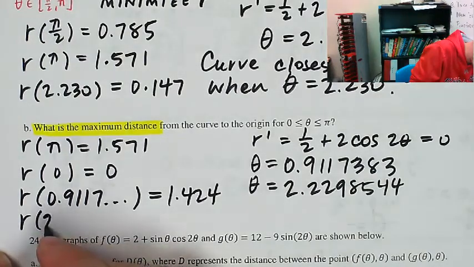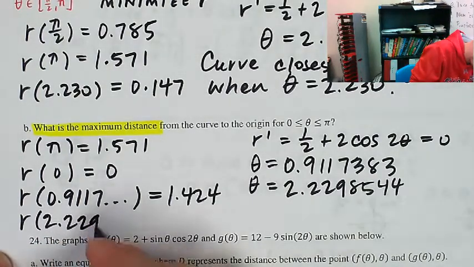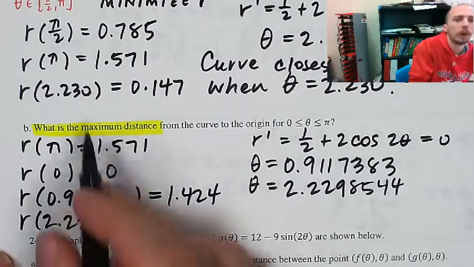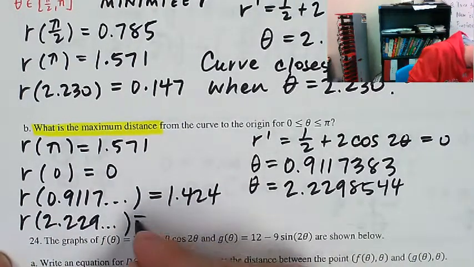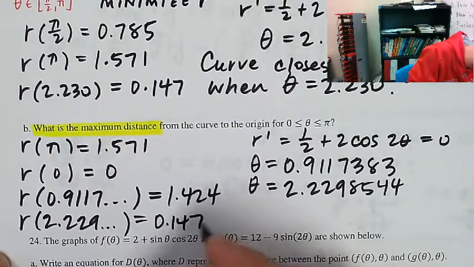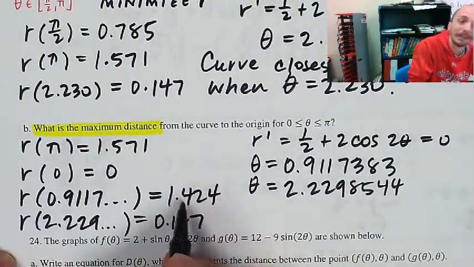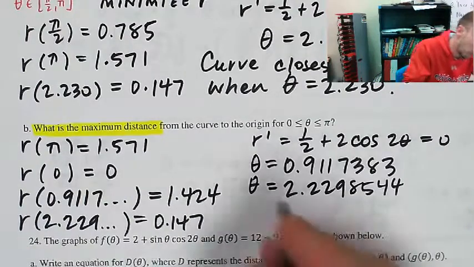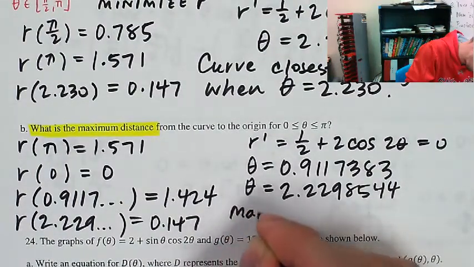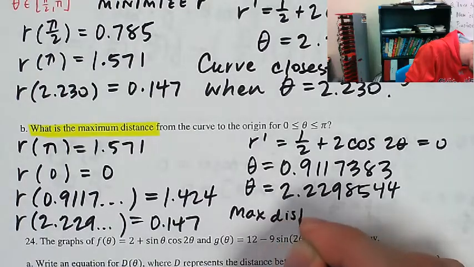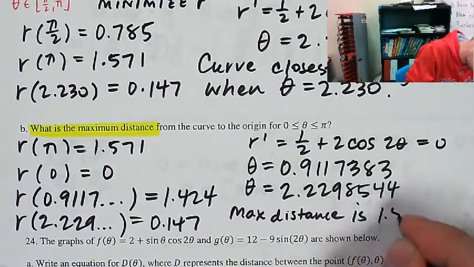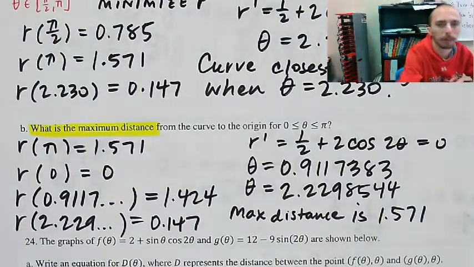So r of 2.229, well, we've already done that. That was 0.147. Okay, so the maximum distance is not that, it's the 1.571 number. Okay, so I will say the maximum distance is 1.571. Okay, we're happy with that.